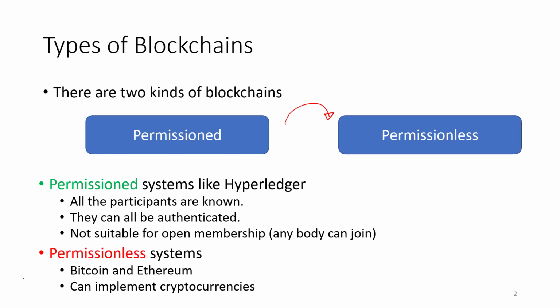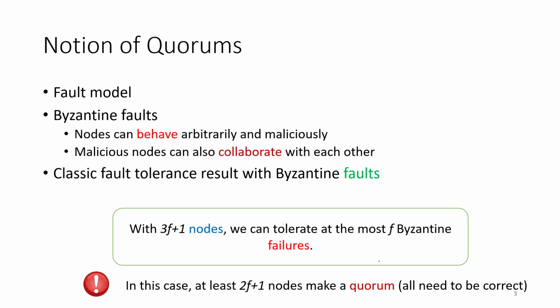What makes blockchains really interesting is permissionless systems, of which Bitcoin and Ethereum are prime examples. We can use them to implement cryptocurrencies, which is by far their biggest selling point. The key point that all of them use, including any protocol which is tolerant to Byzantine faults, and that includes Ethereum and Bitcoin as well, is that in the case of Byzantine faults, nodes can behave arbitrarily and maliciously. Furthermore, malicious nodes can cooperate with each other, collaborate with each other, and send messages to confuse the rest.